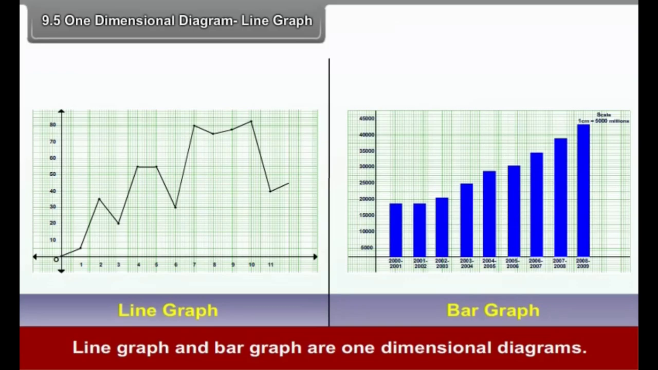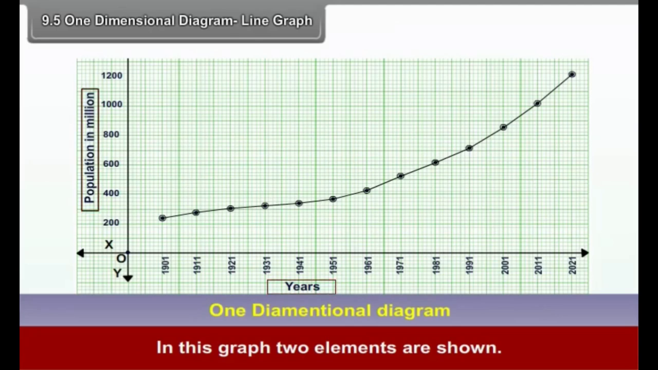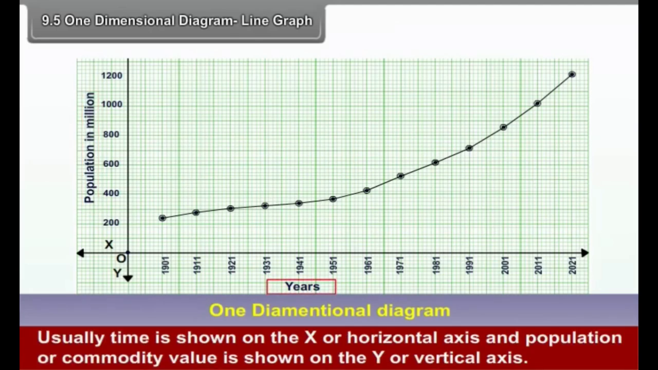9.5 One-dimensional diagram. Line graph and bar graph are one-dimensional diagrams. Line graph: a line graph is a one-dimensional diagram. In this graph, two elements are shown. Usually, time is shown on the x or horizontal axis and population or commodity value is shown on the y or vertical axis.